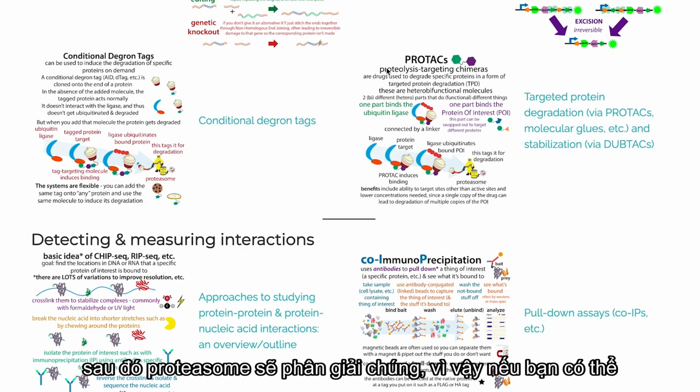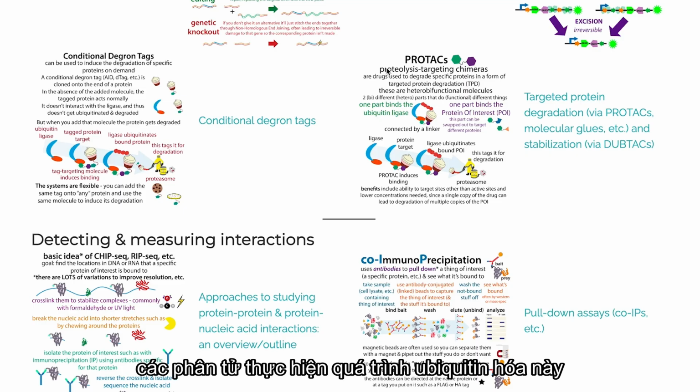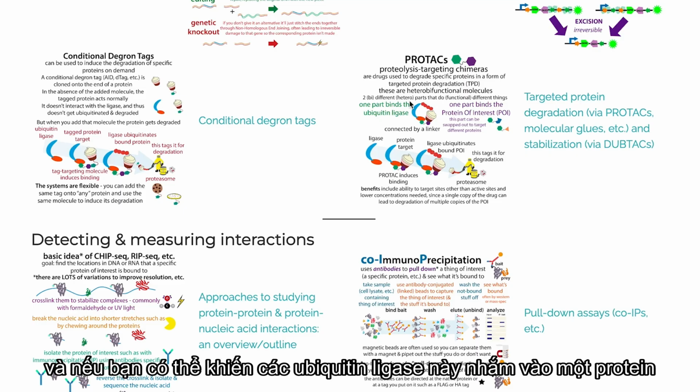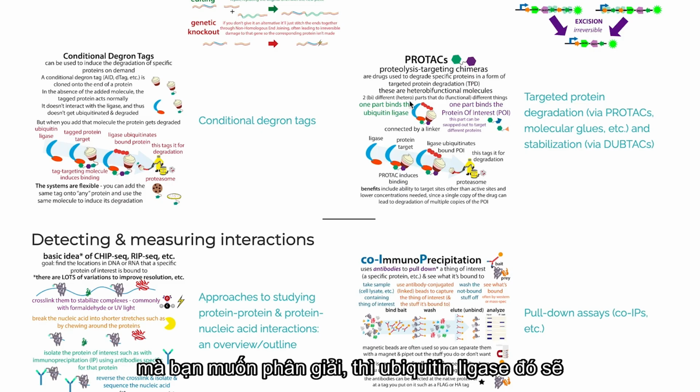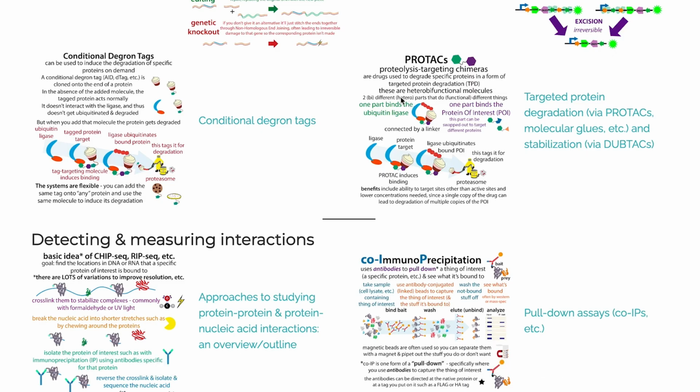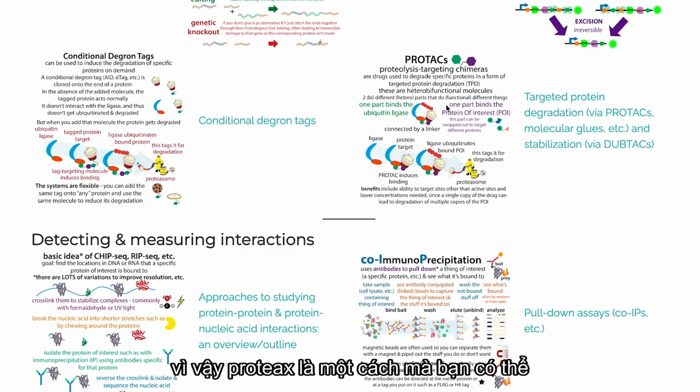The molecules that do this ubiquitination are called ubiquitin ligases. And if you can get these ubiquitin ligases to target a protein you want degraded, then the ubiquitin ligase will ubiquitinate that protein, and then that protein will get degraded. And so PROTACs are a way that you can do this: they have these molecules with two parts. They're bifunctional.